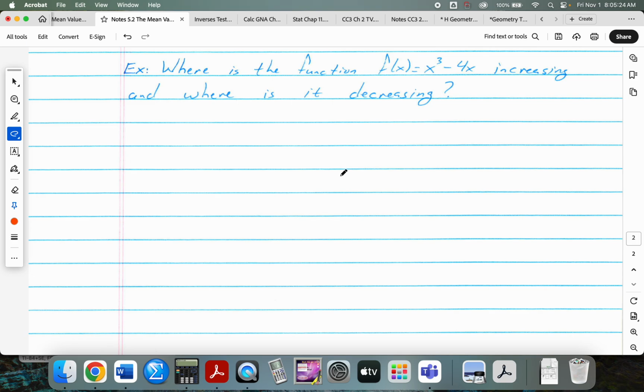All right, so let's take a look at this function. Where is the function f of x equals x cubed minus 4x increasing, and where is it decreasing? Well, what we're going to do is take the derivative.